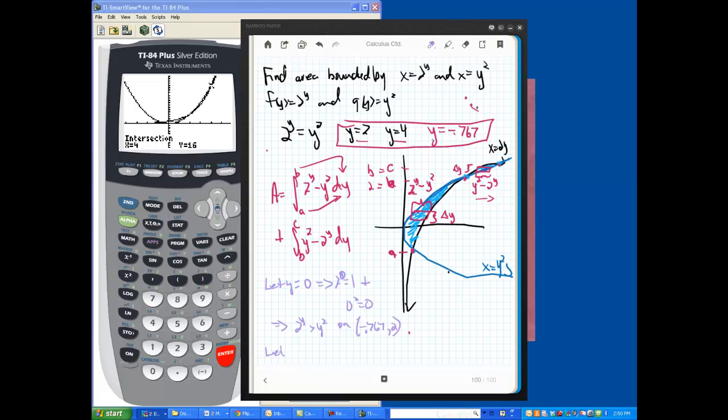Let y equal, remember we grab a value between 2 and 4. Well, the most logical value is definitely going to be 3. This implies that 2 cubed is equal to 8 and 3 squared is equal to 9, which implies that y squared is greater than 2 to the y on the interval from 2 to 4. Awesome. Now all I got to do is rewrite my integrals.